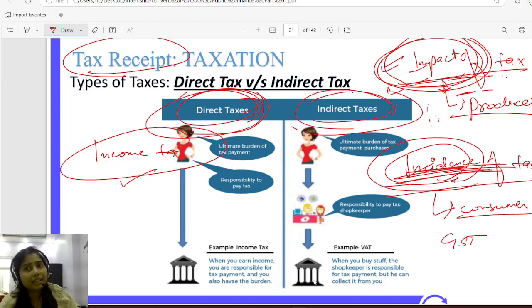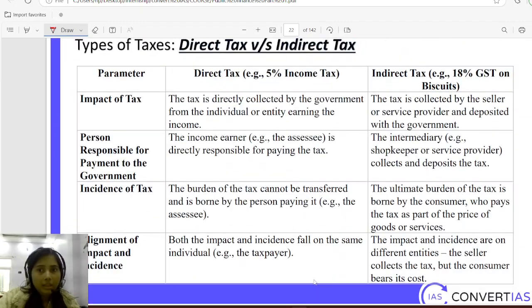So this is the basic difference, impact and incidence. If you are aware, then you can write the difference between the two in economics language as well, and that will sound really good to the examiner, even from a mains perspective. Okay, that's it. I hope you are clear about it.